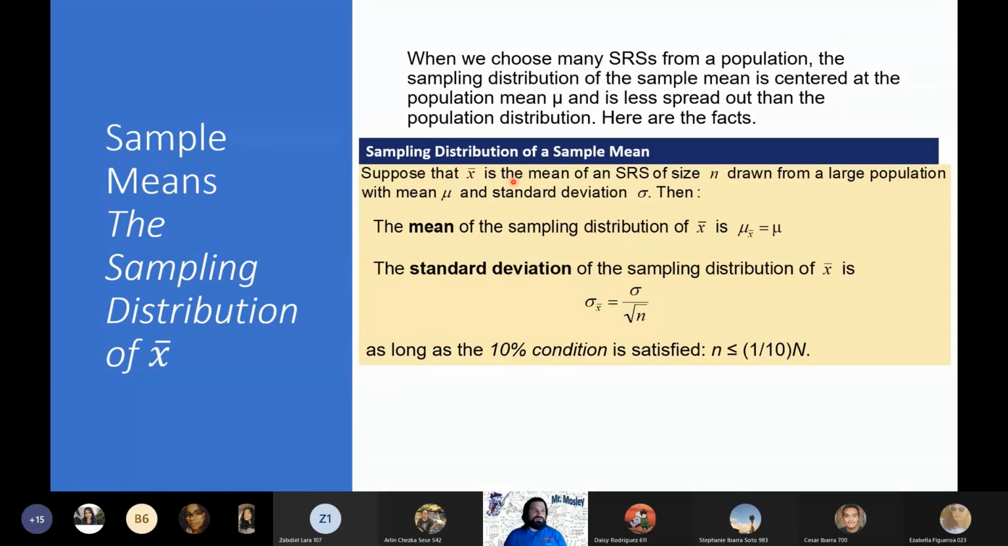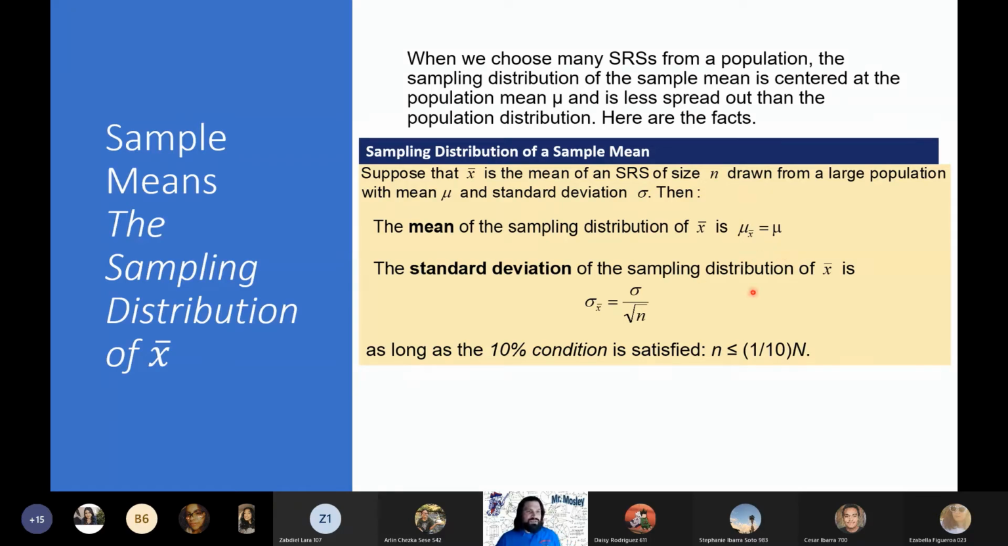So the sampling distribution of a sample mean. Suppose that X bar is the mean of an SRS of size n, drawn from a large population with mean mu and standard deviation sigma. Then the mean of the sampling distribution of X bar is mu. It's just the same mean. So in both of these situations, sample means and sample proportions, the mean of that statistic is the mean of the population because they're unbiased statistics.